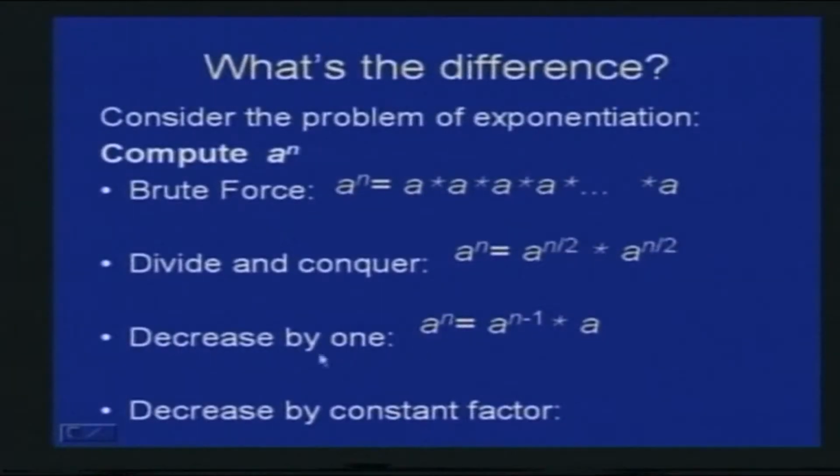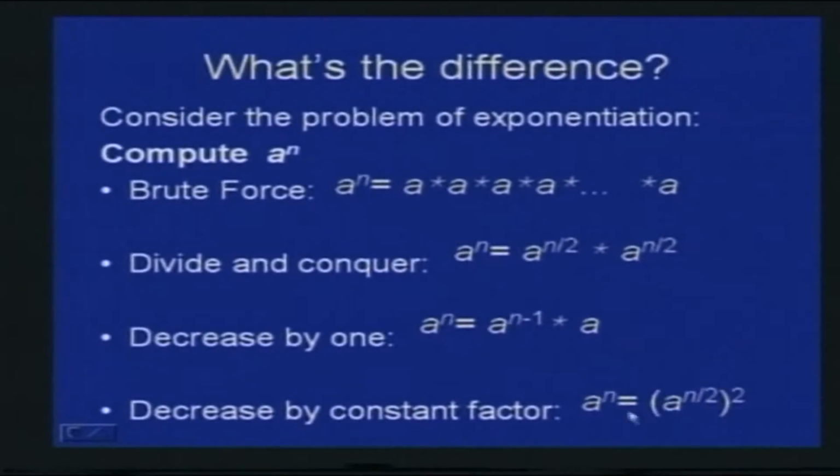Now, decrease and conquer is slightly different. What you do here is a to the power of n is nothing but a to the power of n minus 1 into a. Now, look at this, a is a trivial case. Now, how do you find a to the power of n minus 1? A to the power of n minus 1 is nothing but a to the power of n minus 2 into a, and so on, until you finally come to a. So, that is decrease by 1.